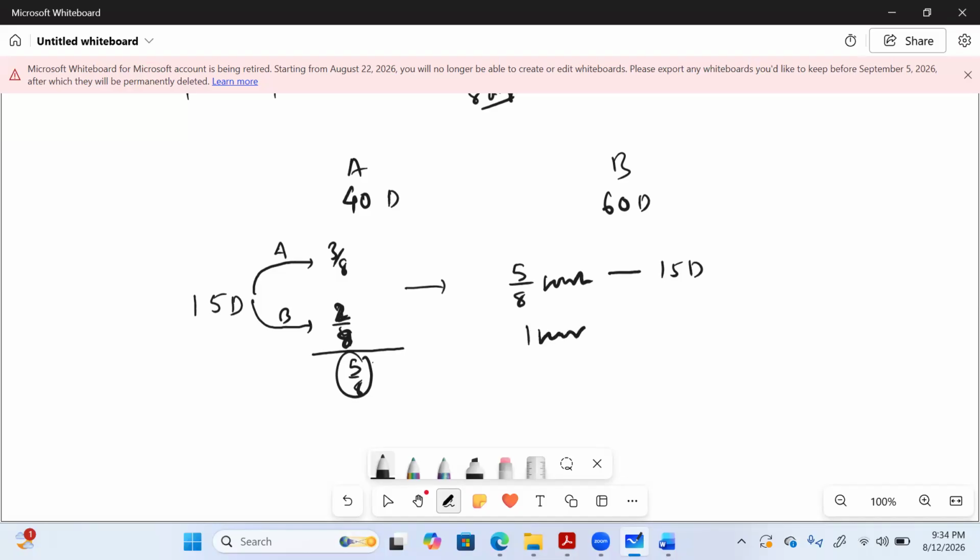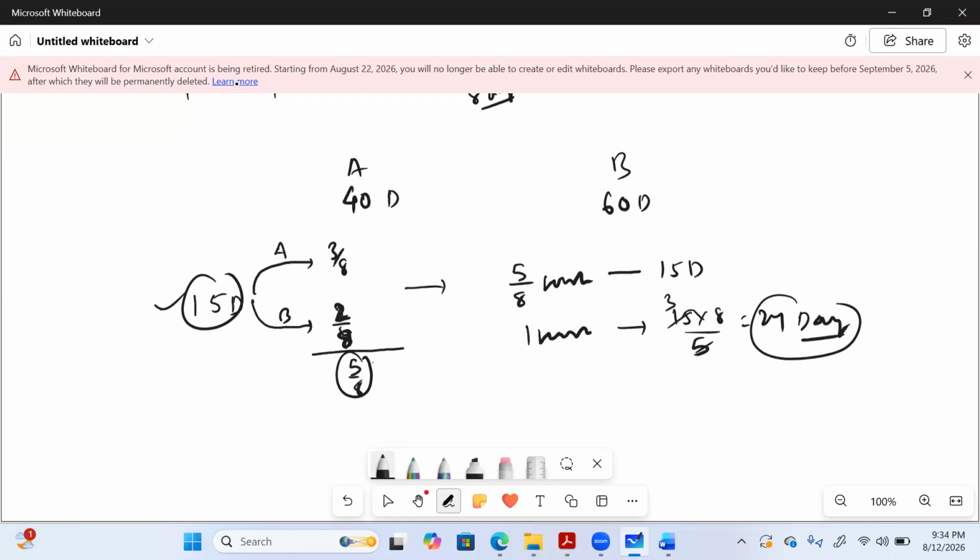So the one work will be done in 15 into 8 by 5. ऐसे कर लो or whatever. Answer तो वही आएगा, 24 days, because even if we change the reference, the answer should not change. Answer तो वही आना चाहिए. So this was the underlying concept that you don't need to have 1 day as a reference.